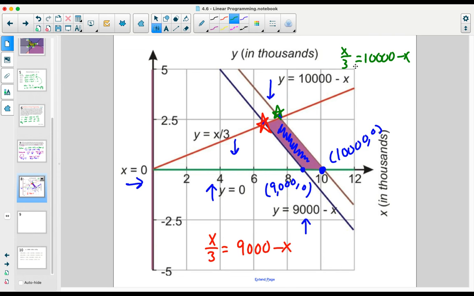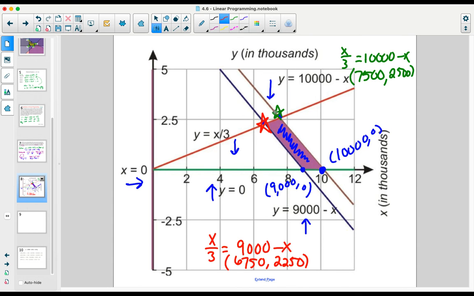If you did solve them, you would get that this intersection was at 7,500, 2,500, and that this intersection here is at 6,750, 2,250. Those are 2 points that you never would have guessed by looking at those 2 lines and their locations. And that's assuming that you were able to graph it accurately. That's assuming that the scale wasn't wrong. That's assuming a lot of different things.